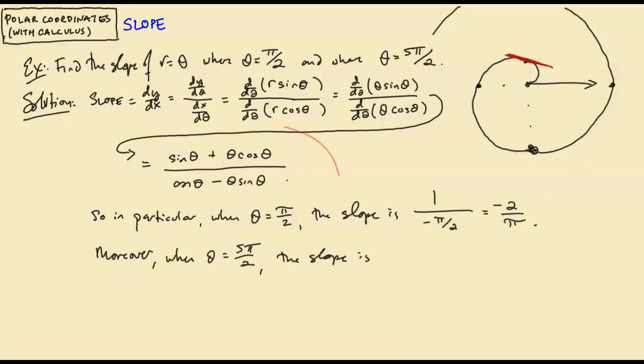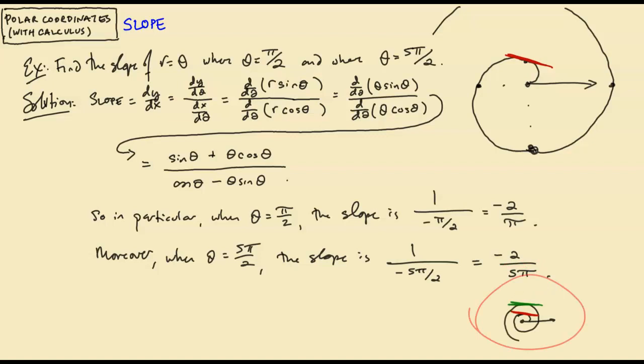Moreover, when theta is 5 pi over 2, the slope is, well, now we just have to pop 5 pi over 2 everywhere in there. And let's see, we get 1 again upstairs, but downstairs now we get minus 5 pi over 2. So the whole thing comes out to minus 2 over 5 pi. So still negative, but closer to 0 because this denominator is larger. So maybe something like this. And it's not hard to see that each time you wrap around, that slope is getting closer and closer to 0. It's always negative, but it's approaching 0 in the limit.